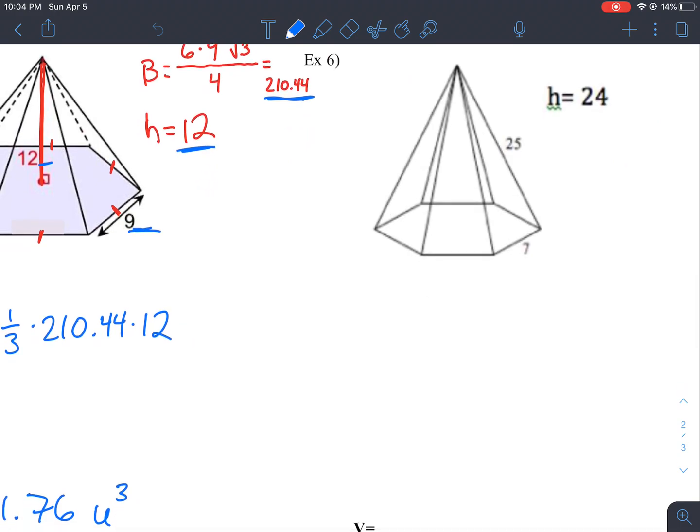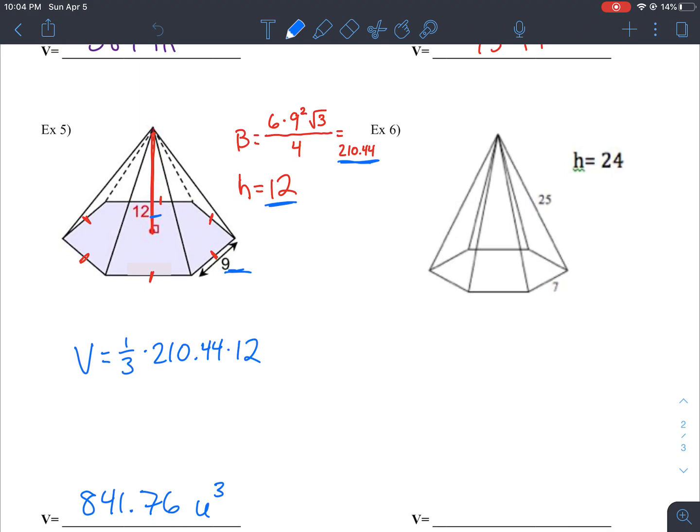In example 6, we can see that again we have a pyramid, so the pieces of information I need are capital B and H, and they were so nice as to already tell us what H was. Capital B is the area of the base. 1, 2, 3, 4, 5, 6 sides again. So it's going to be 6 times 7 squared root 3 over 4. That comes out to be 127.31. So that's the area of the base, the bottom.